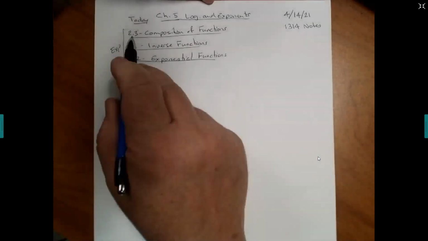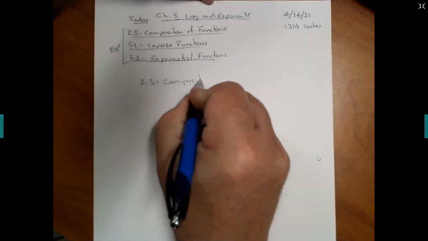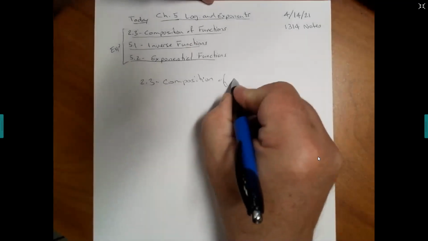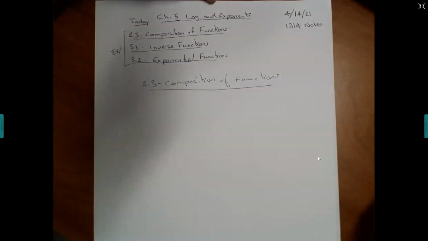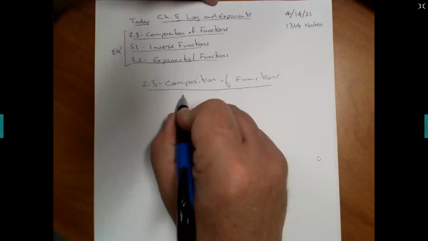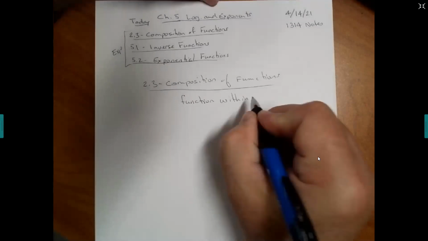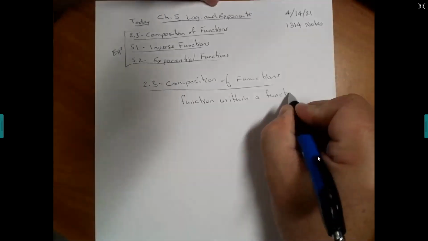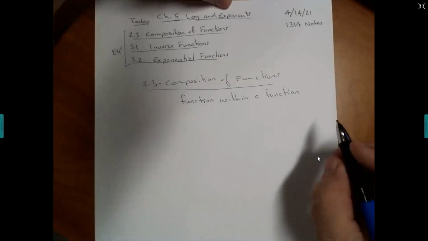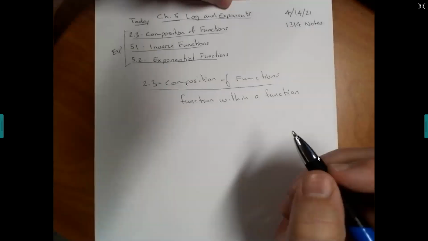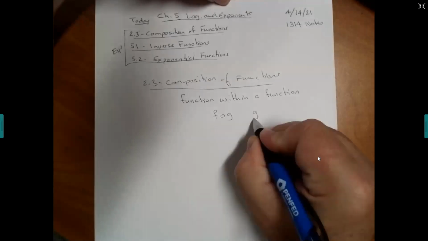So we have to first start off by talking about composition of functions. What this composition means is a function within a function. And eventually you'll get to know these, that you'll refer to other students as the Fogg and Goff technique.